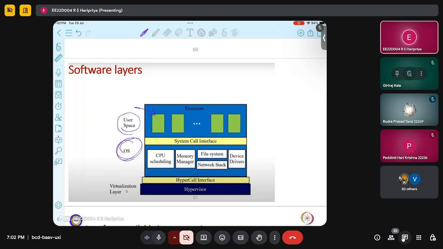scheduling, memory management, and the file system. Now in between user space and the OS, all the processes will go through the system call interface. This interface we will understand next in virtualization.